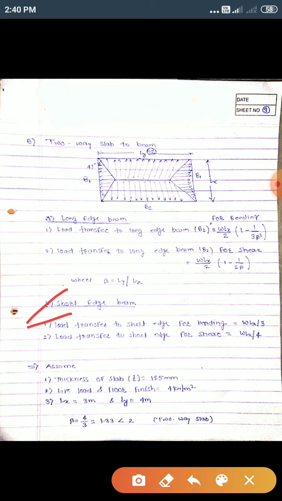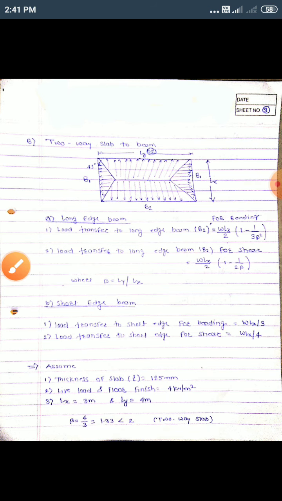But from a theoretical point of view, we are calculating only load transfer for bending, meaning we should consider only these two formulae. The first formula is Lx by 2 into (1 minus 1 divided by 3 beta square), and the second formula for the short span is Lx by 3. In the example also we will see only these two formulae, meaning only for bending, not for shear. But in some cases you can calculate the load for shear also.